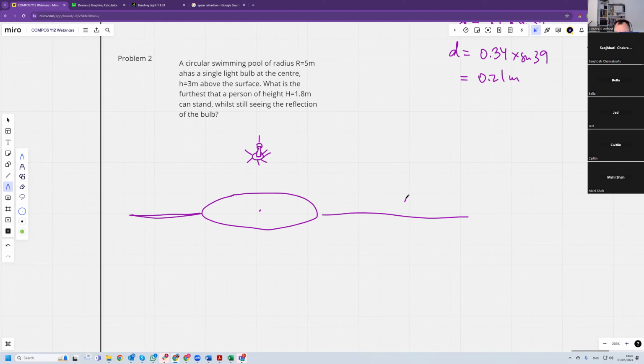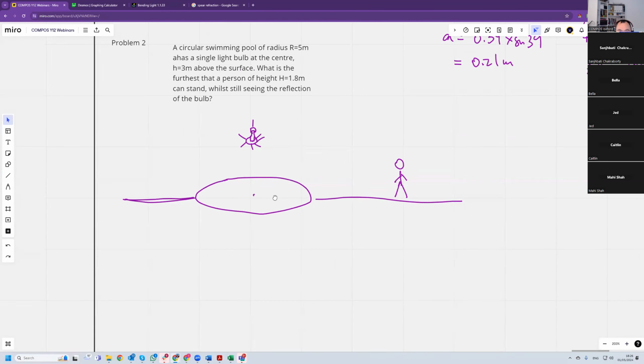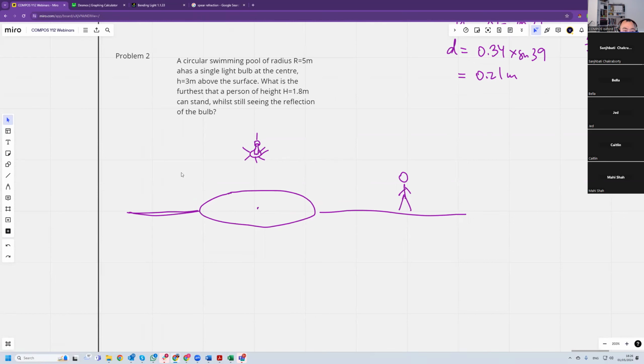So, a person stands somewhere here, while still seeing the reflection of the bulb. Well, I think the easiest way to approach this problem is to say, well, where is the image? Where is the image of the light bulb? Well, this is a mirror. This is a circular swimming pool. It's like a mirror. And the image of the bulb, so S is the source of light. And if it's 3 meters above the surface, that means the image is 3 meters below the surface. So the image of the light bulb is here.